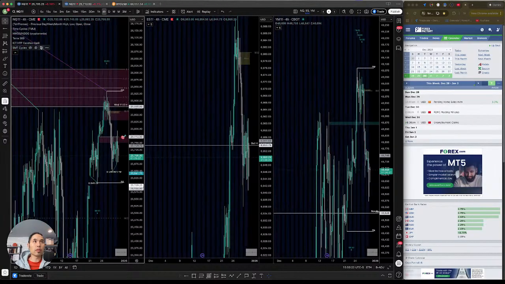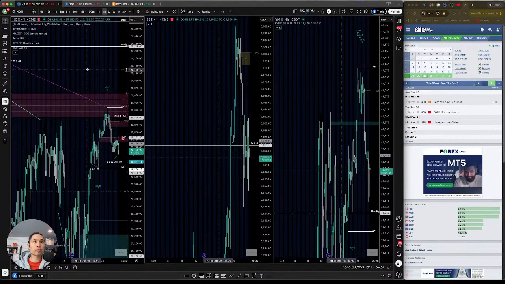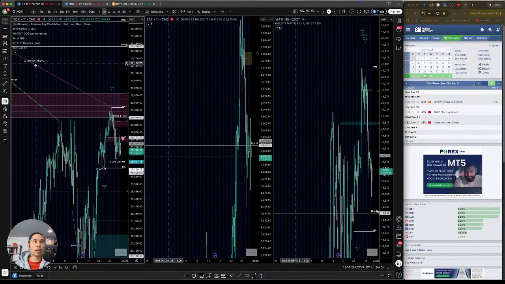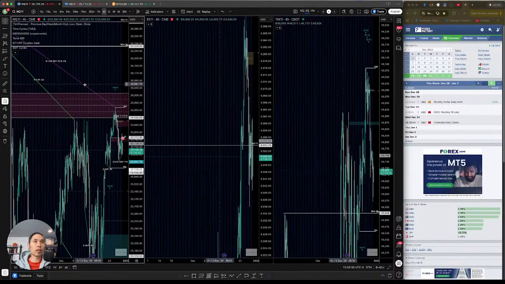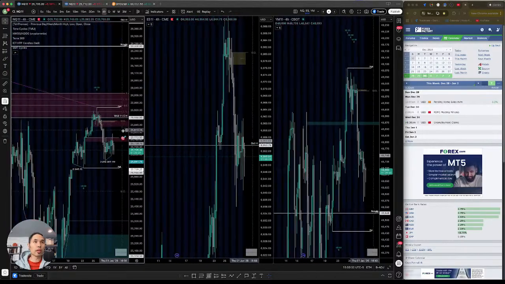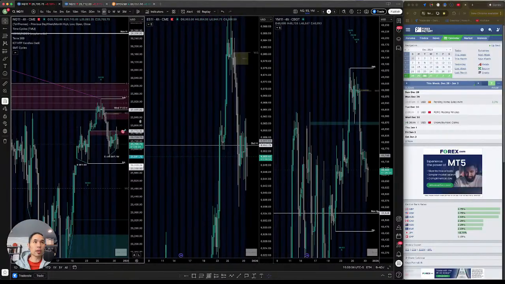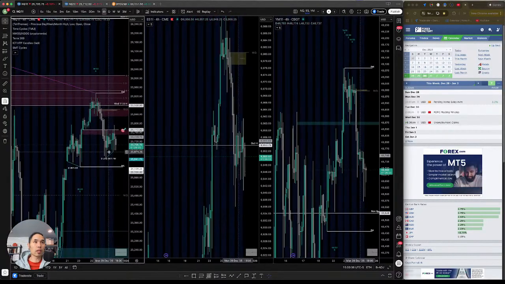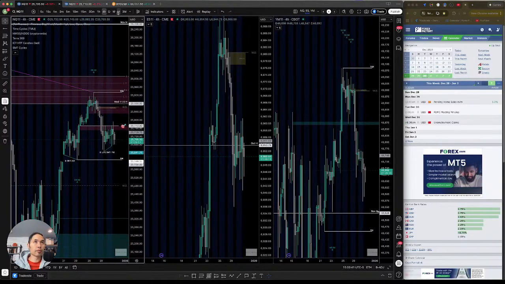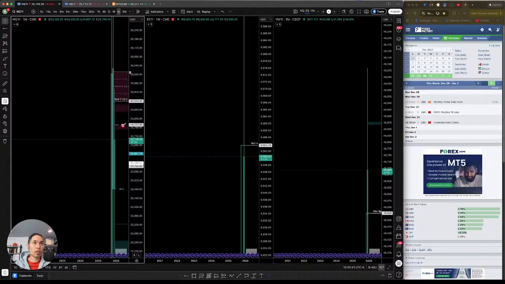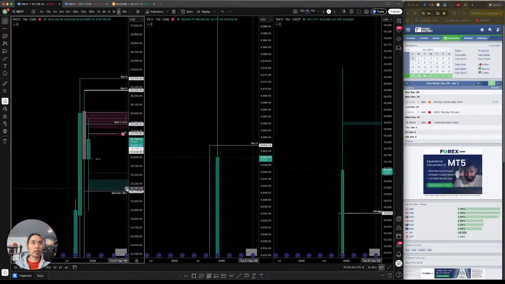Okay, so we got this big monthly SMT with ES and YM. So that's probably going to have us retrace. Also, I'm expecting the end of the year to give us a wick for the candle, for the yearly candle, even the monthly candle. Expecting a wick.